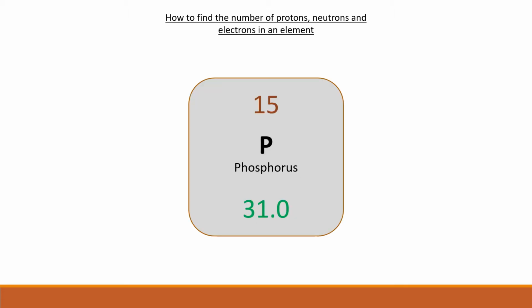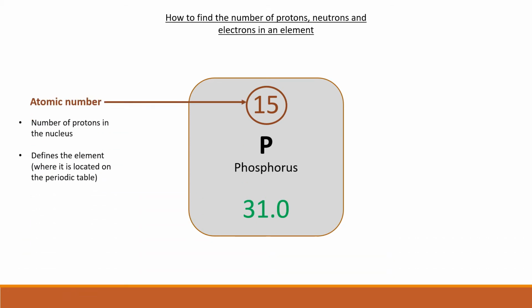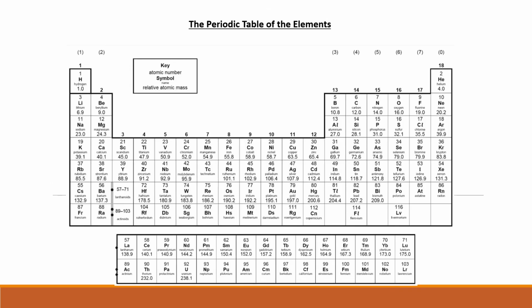This top number here is called the atomic number, and this shows us how many protons are in the nucleus, and for phosphorus this is 15. The atomic number also shows us how high up the element is on the periodic table, so as we can see we have number 15 there.